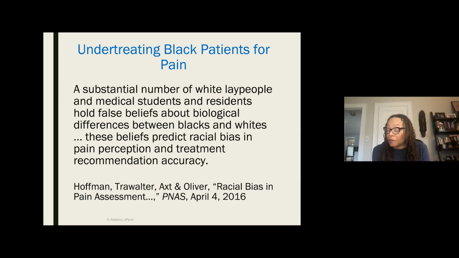A recent study of medical students and residents at University of Virginia Medical School tied the undertreatment of Black patients' pain to absurd stereotypes about Black people's bodies, that Black people have thicker skin and less sensitive nerve endings than white people. The researchers found that a substantial number of white medical students and residents held these false beliefs about biological differences between Blacks and whites, and that these beliefs predicted racial bias in pain perception and treatment recommendation accuracy.